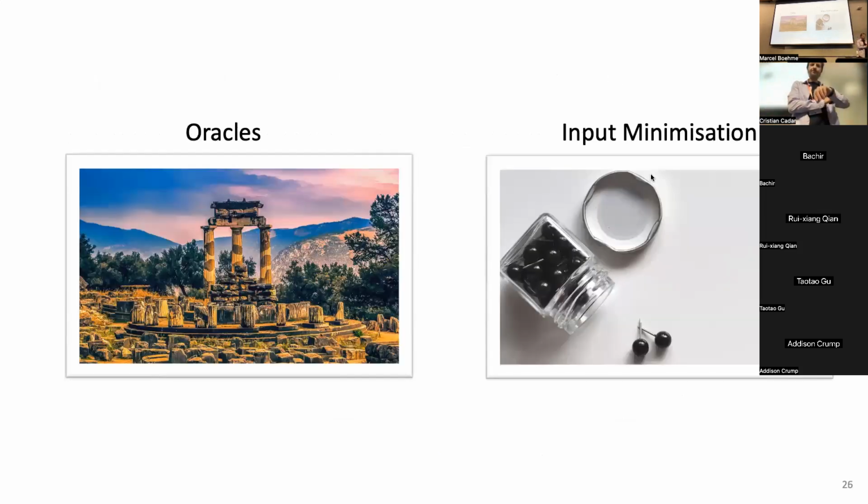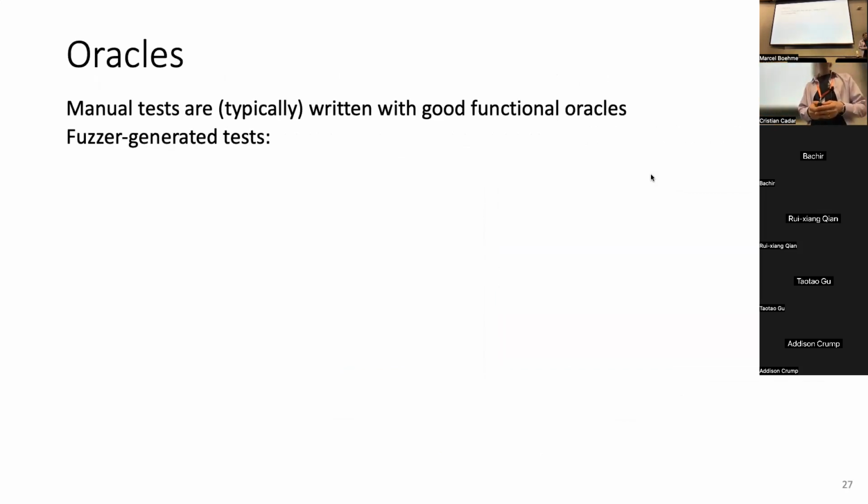So in fact, I think this brings me to the last part of my talk, where I want to discuss a bit more about oracles and input minimization, which, as I said, were the main ingredients that were needed for this GRACE work on greybox compiler fuzzing to make it able to contribute test cases to LLVM. In terms of oracles, the first thing is that manual test cases, that's one of the main reasons for which they are better, because they are typically written with good functional oracles.